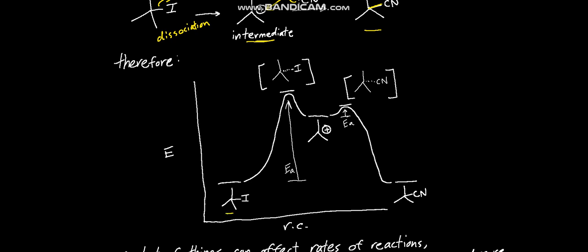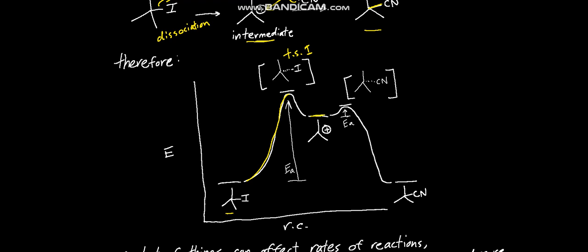Here's our starting material. It takes energy to climb this hill to get to this simple transition state. We can call this transition state 1. That's just really where the iodine's dissociating. And then we get from there downhill after the iodine dissociates to our carbocation intermediate.